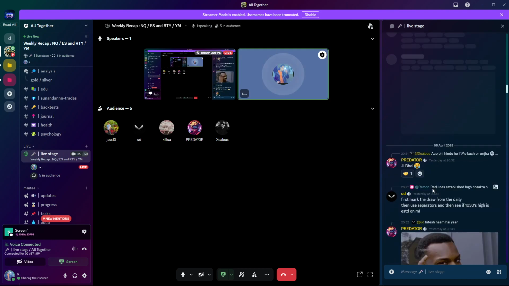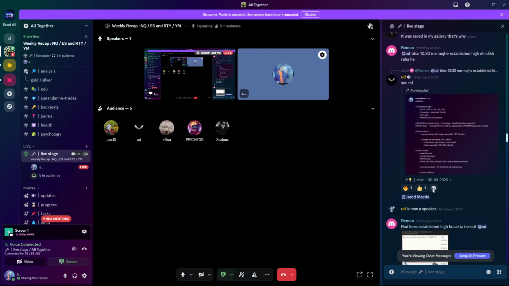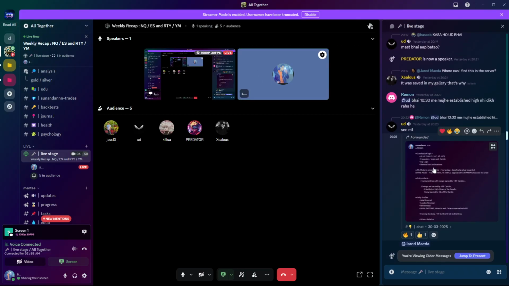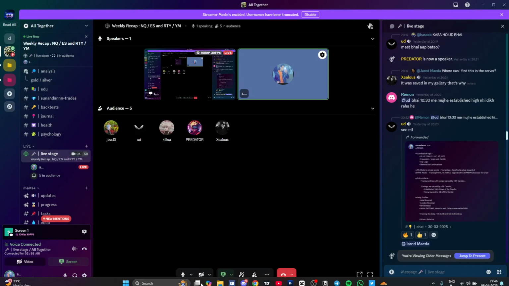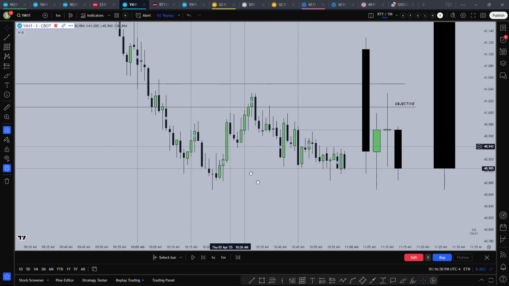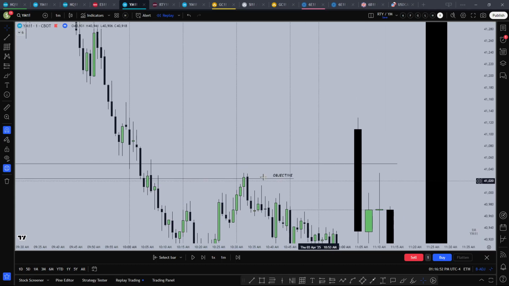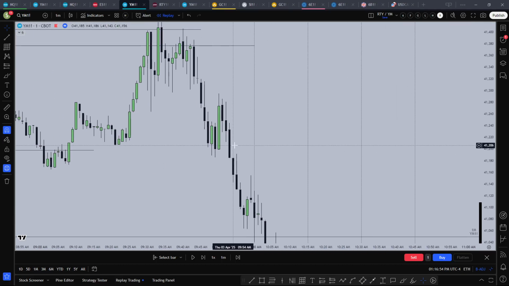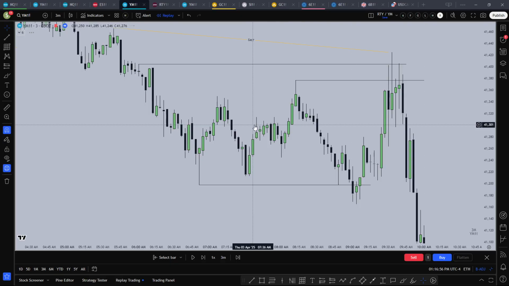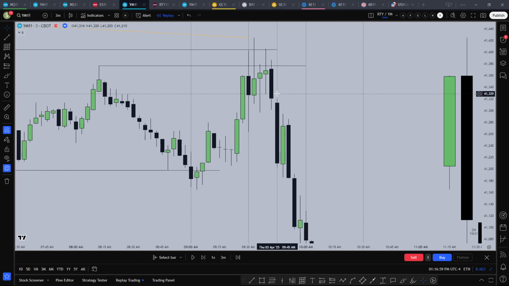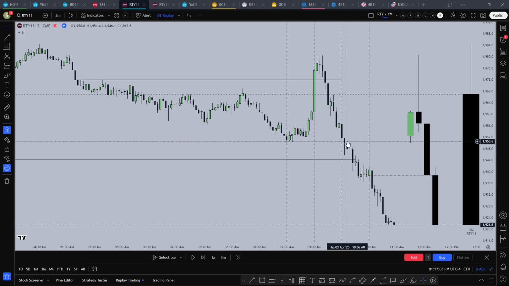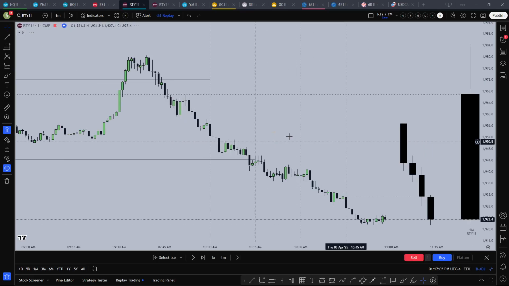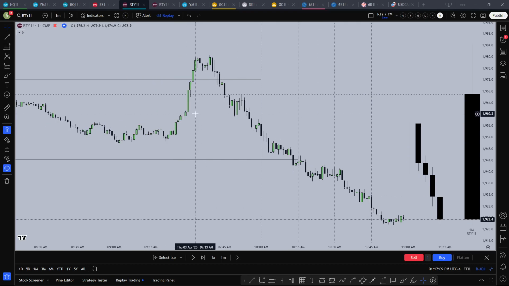In simple words, yes. My model in simple words is find a draw, then find a setup towards it. I just did it here. Find a draw, find a setup towards it. Okay, so RTY, I didn't look at it. It was anyway the stronger pair, so I wouldn't want to frame this.